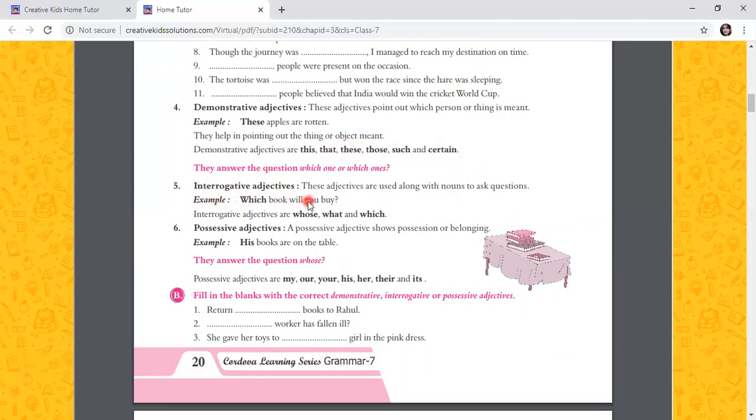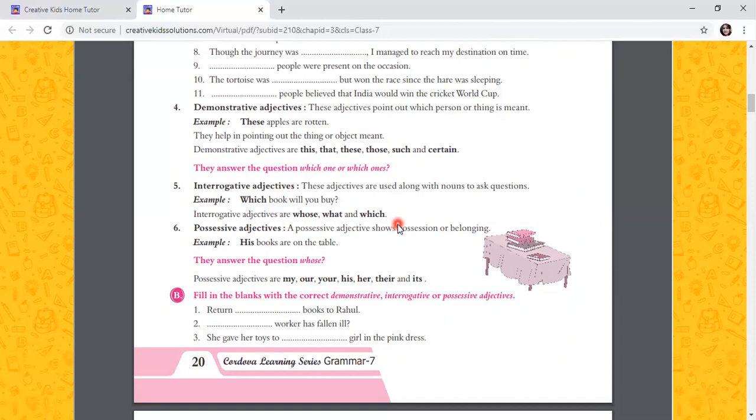Interrogative adjective. Interrogative adjectives are used along with the noun to ask questions. Remember, interrogative adjectives are used along with nouns to ask questions. For example, which book will you buy? Here, the word which is an interrogative adjective. Like that, there are different interrogative adjectives. What are they? Whose, what, and which.